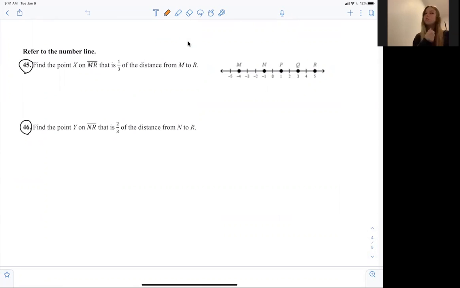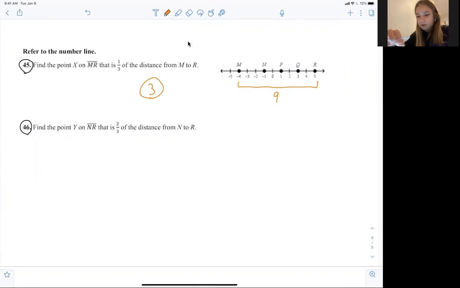Find the point X on MR. So first thing I'd like for you to tell me is what's the length of MR. 9, right? That wasn't a big deal. Find a point X on MR that is 1/3 of the distance from M to R. So what's 1/3 the distance? 3. So we're looking for 3 units.